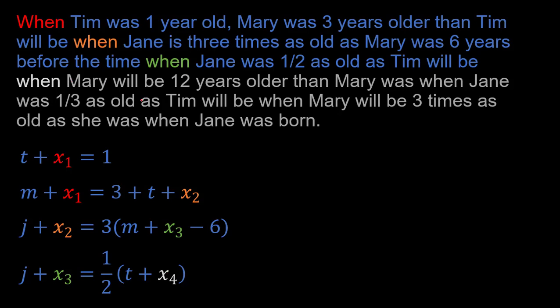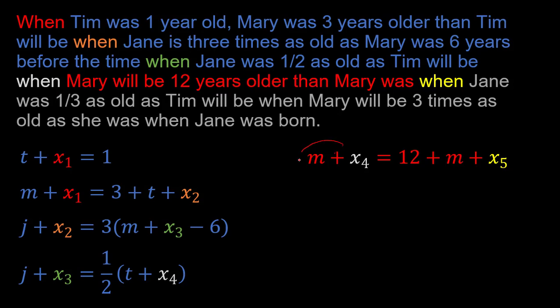When Mary will be 12 years older than Mary was when. So this first when is just going to be m plus x sub 4 that we just found out. This is going to be that first when here. And the next part will be 12 years older, so we're going to add 12 to how old Mary was when, which is this part right here. Mary was when. So that's going to be our next line. Codify that in blue, and moving on to the next sentence here.